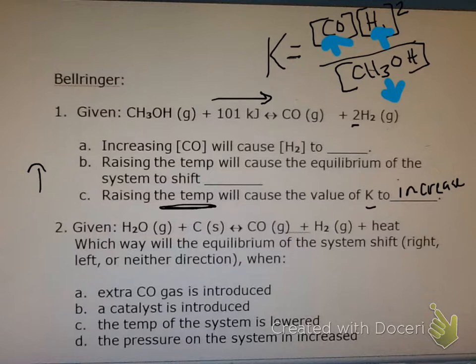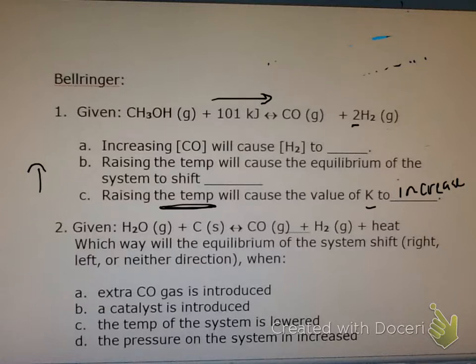All right, now going over to the next problem. It's a little more shifting which direction type questions. So, in the next problem, it says we have this equation here. Which way will the equilibrium of the system shift? The left, right, or neither direction? So if I add extra CO as in A, if I add, it shifts away, so the reverse reaction would be favored, or the system will shift to the left.